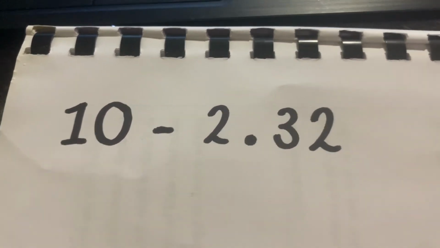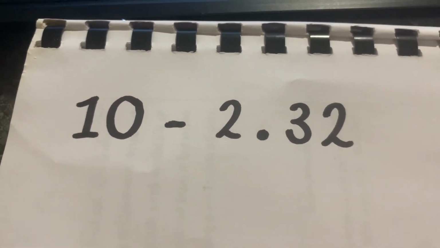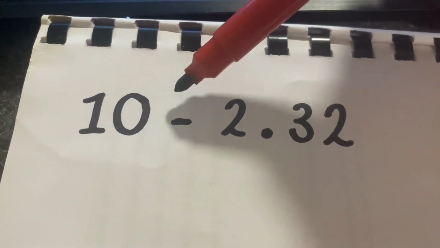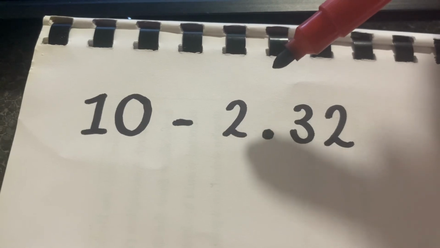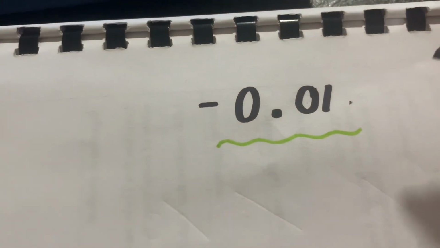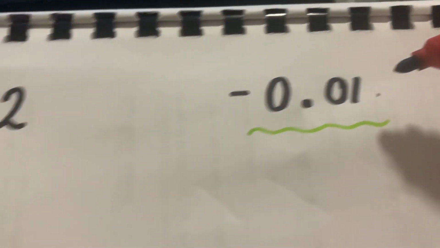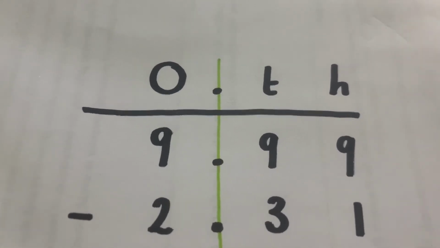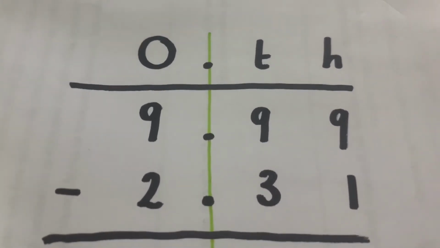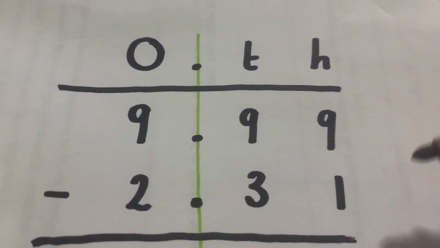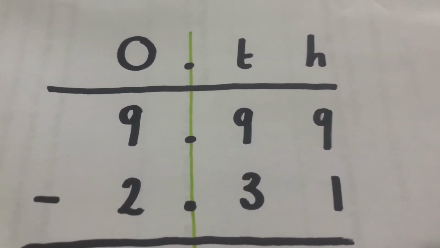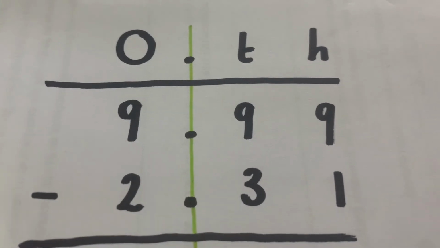And it's going to take out the whole process of having to exchange between columns. So some of you may have noticed that instead of using 10 take away 2.32, if we actually subtract 0.01 from both values, we'd end up with 9.99 take away 2.31. Now we're still going to arrive at the same answer because the difference between these two values is still the same. We've just changed it up slightly so we don't have to exchange between columns.